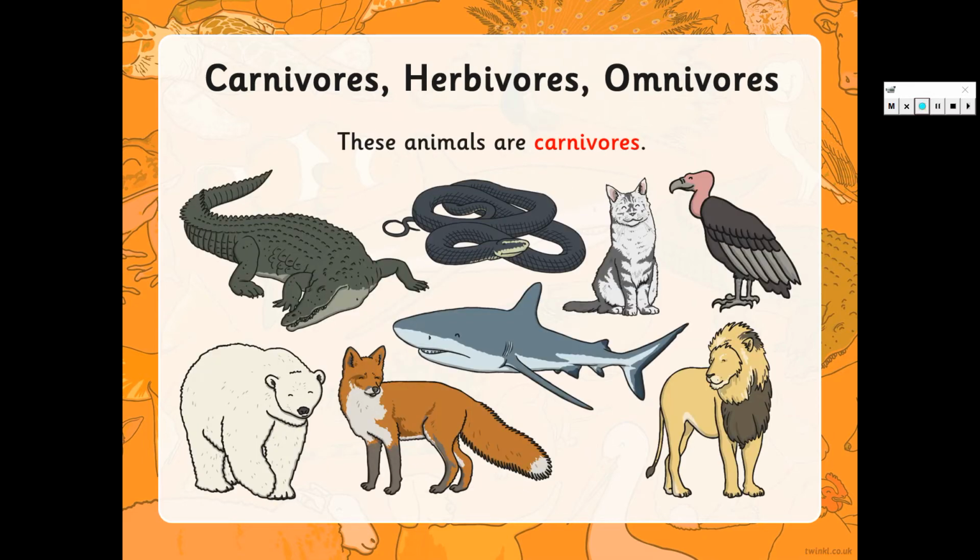All of these types of animals here are carnivores, so they eat different animals. So have a little think, looking at those pictures, what types of animals do you think each of these animals will eat?